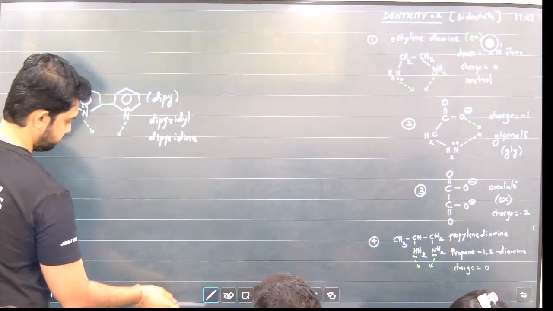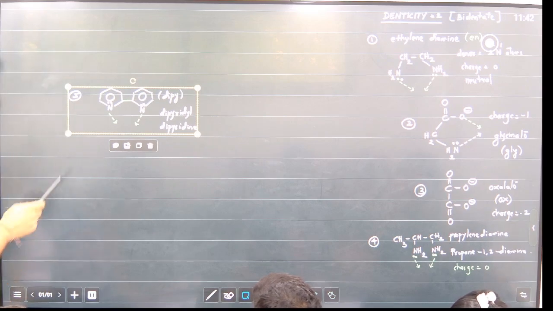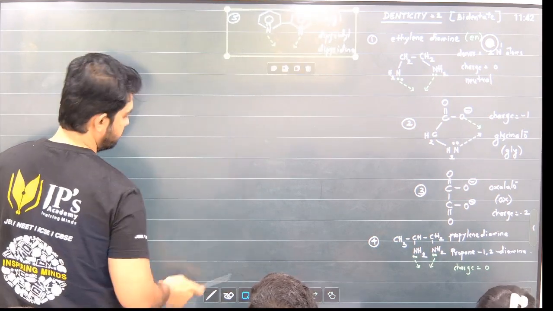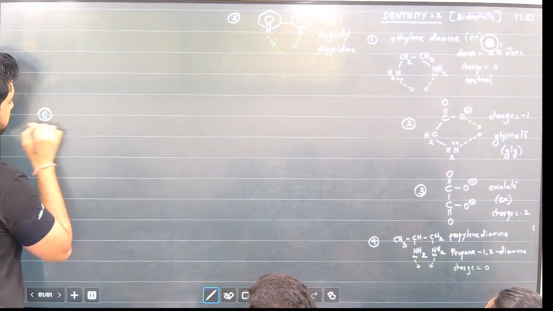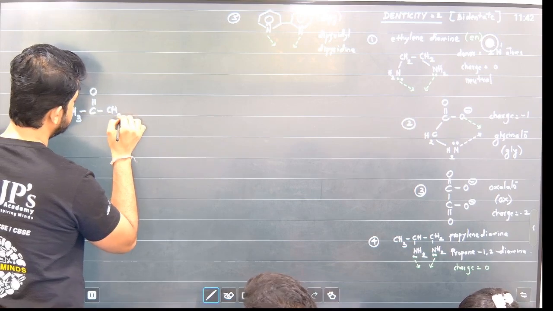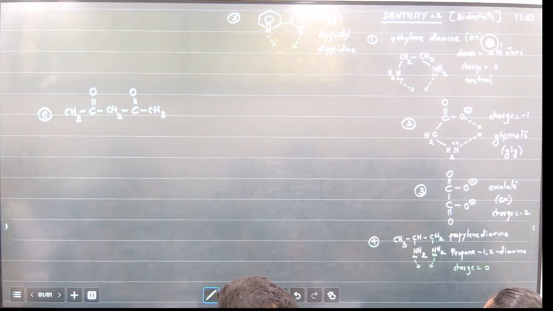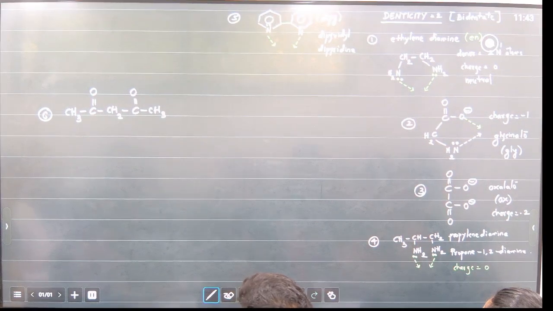Next. I'm sorry. Neutral. Pyridine was neutral. Even this is neutral. Next. Anyone remembers where we did this compound? There was something special about this compound. What was special about this compound?